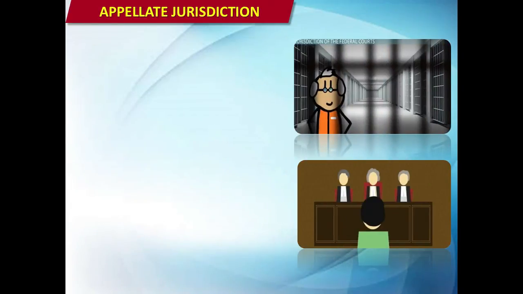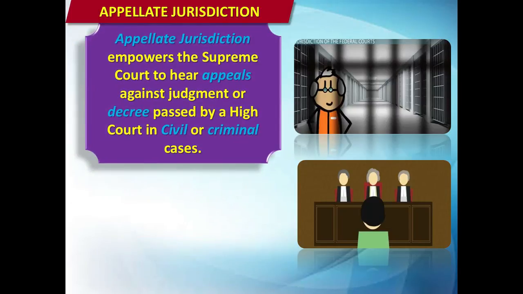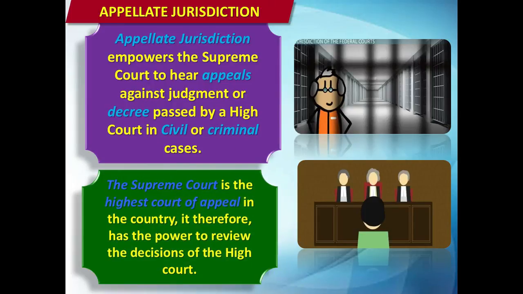Next one is the appellate jurisdiction. Appellate jurisdiction empowers the Supreme Court to hear appeals against the judgment or decree passed by a high court in civil or criminal cases. The Supreme Court is the highest court of appeal in the country. It therefore has the power to review the decisions of the High Court.